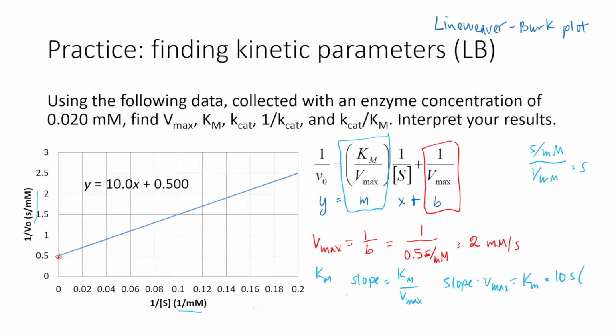And then what's our Vmax that we just calculated? It's 2 millimolar per second. If you multiply those out, you get 20. 20 what? Almost. Seconds cancel out. Millimolar, yes. That's our Km, which we get from our slope. And all the rest of them, kcat, 1 over kcat, and kcat per Km, all come from the same way we did them before. We don't need to go through that again, but it's the same idea. Once we have our Vmax and our Km, we can figure out these other ones.